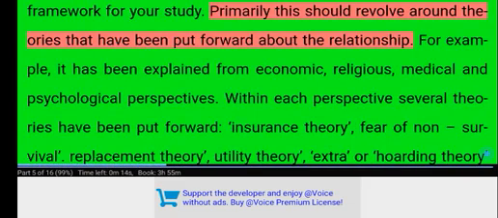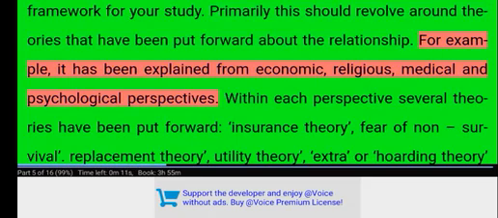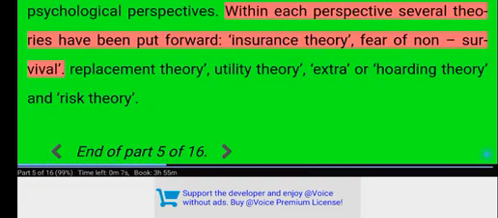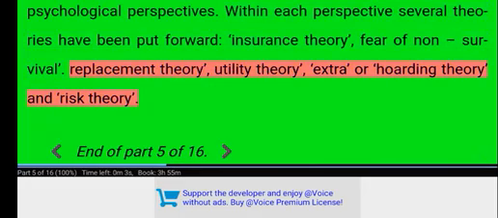Primarily, this should revolve around theories that have been put forward about the relationship. For example, it has been explained from economic, religious, medical, and psychological perspectives. Within each perspective, several theories have been put forward: insurance theory, fear of non-survival, replacement theory, utility theory, hoarding theory, and risk theory.